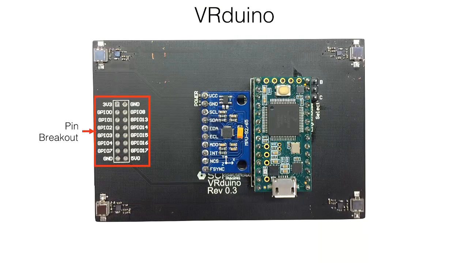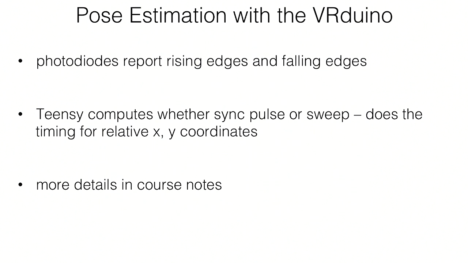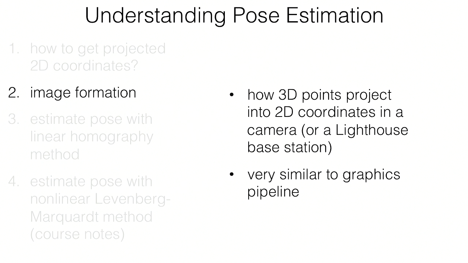Okay. So these are GPIO pins that we're using for external devices, but they're not important for the pose tracking. So the photodiodes report rising and falling edges. How do we know if it was a sync pulse or a sweep? We're going to have to look at the length of how long the sync pulse was on. And there's a certain amount of time that tells you, oh, this is a sync pulse or this was a sweep. So we already implemented that in the firmware, and you can directly detect whether it's a sweep or a sync. And there are more details in the course notes.